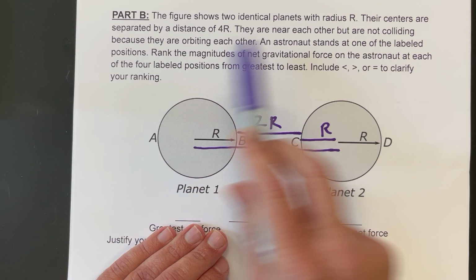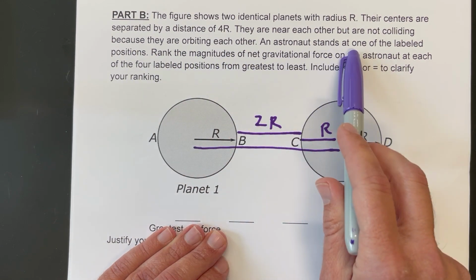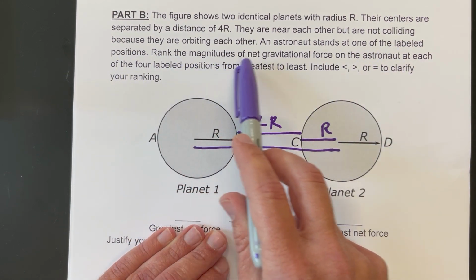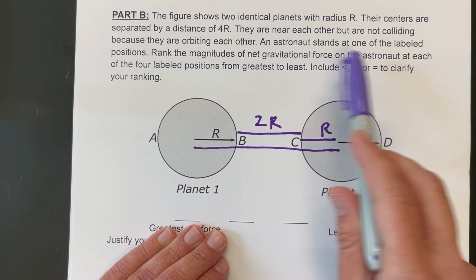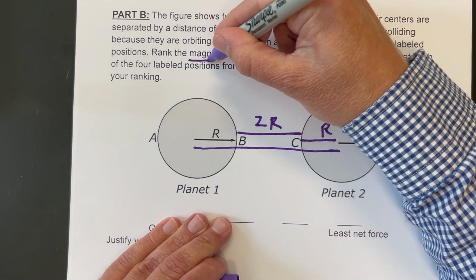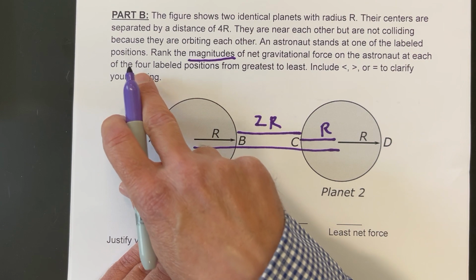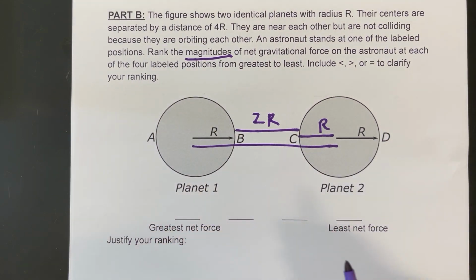They are near each other but not colliding because they are orbiting each other. An astronaut stands on one of the labeled positions. Rank the magnitudes of the net gravitational force. So magnitudes, we don't care about which way here. On the astronaut at each of the four labeled positions from greatest to least. Okay, kind of like what we did before.